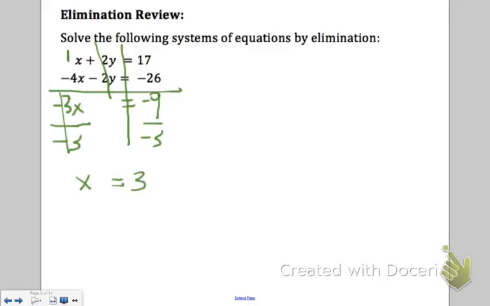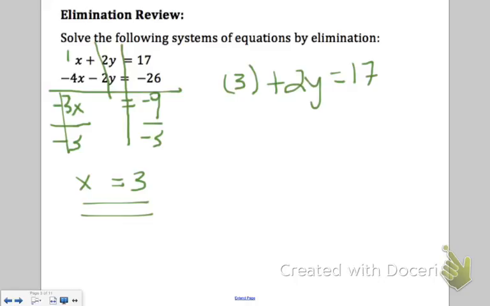positive 3. But remember, in a system, we need a coordinate. We need an x and a y. So we're going to take this value of x and substitute it into either the first equation or the second equation. The first one looks like it'll have fewer steps, so let's go ahead and substitute 3 into the first equation. So we're replacing x with 3 plus 2y equals 17.